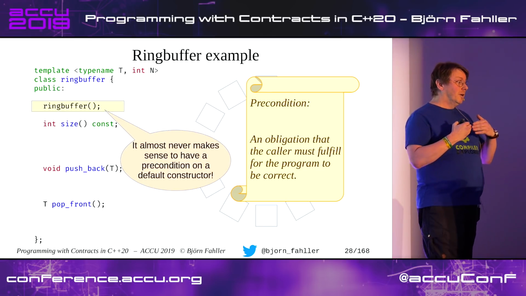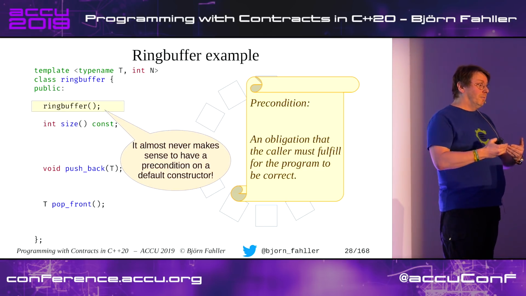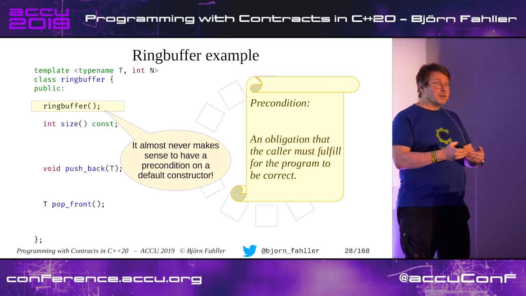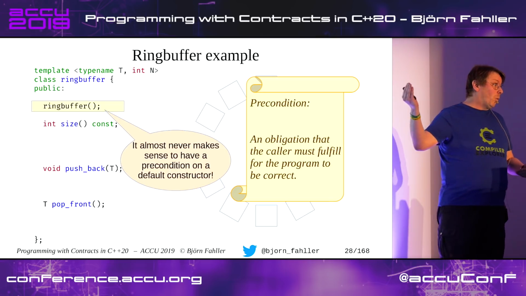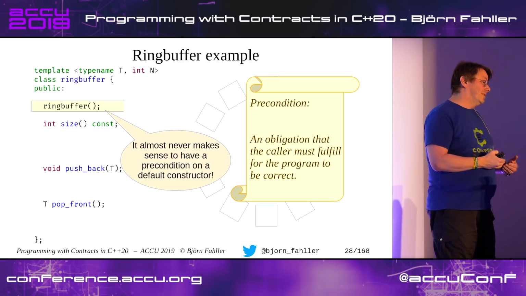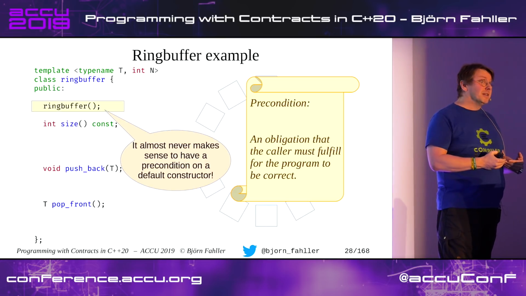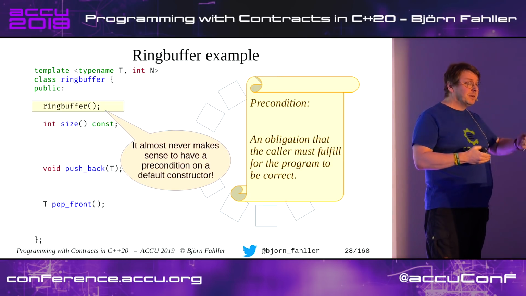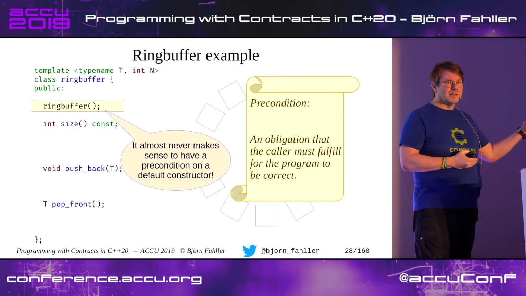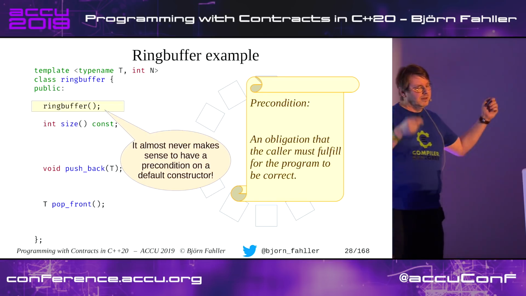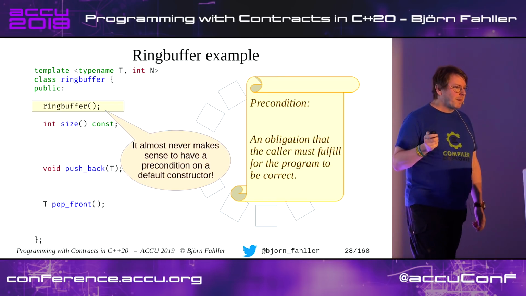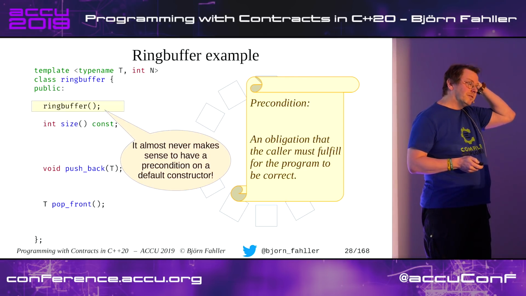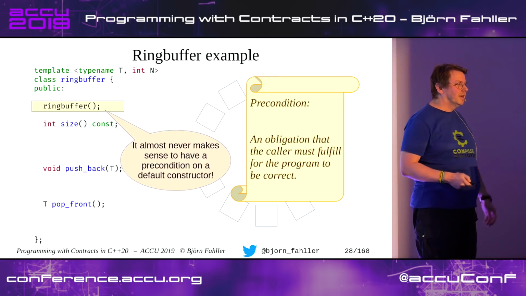I would say that for a default constructor, it almost never makes sense to have a precondition. Because a precondition typically is about the object state, and the object doesn't exist before we construct it, and the parameters, and there are no parameters. One exception that I can see is if you implement, say, a singleton, you can have a precondition that you don't already have an object, but then you actually don't want a singleton, I think. So never mind that. So we normally never have preconditions on ring buffers. Exceptions can exist.